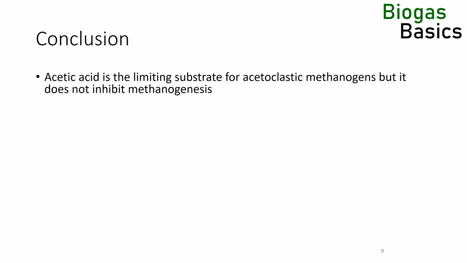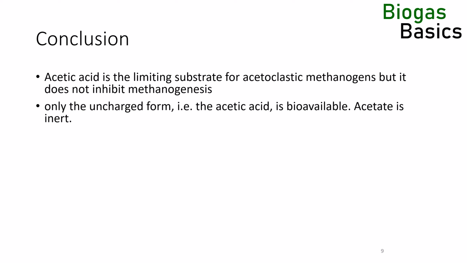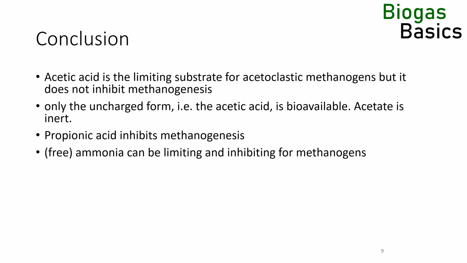To conclude, acetic acid is the limiting substrate for acetoclastic methanogens, but it is not an inhibitor. Perceived inhibition during acid accumulation comes from a drop of pH, an increased toxicity of propionic acid, but not from the acetic acid itself. The total acetic acid concentration comprises acetic acid and acetate. Only the protonated uncharged form is bioactive. The acetate is biologically inert. Propionic acid is a major inhibitor to methanogens, again only in the protonated form. Total ammonia nitrogen comprises free ammonia and ammonium. The uncharged free ammonia is the bioactive form and can be both limiting and inhibiting, though the limitation occurs only at very low concentrations and is uncommon.